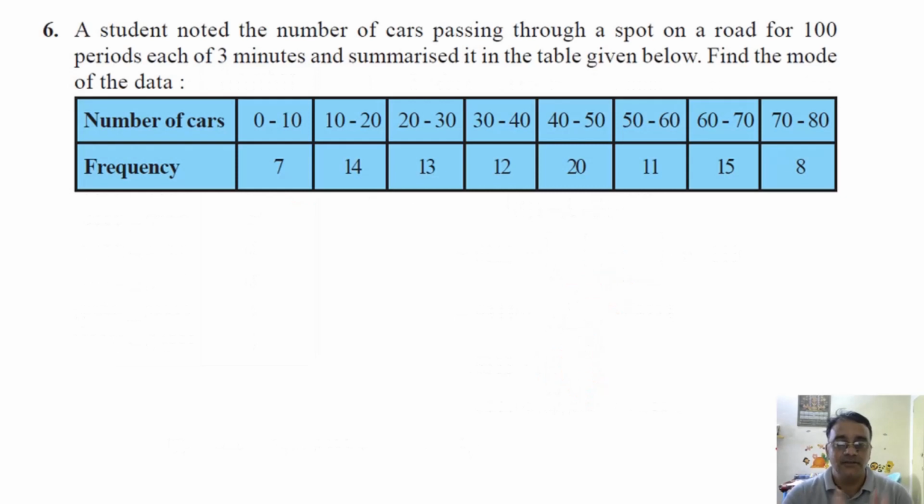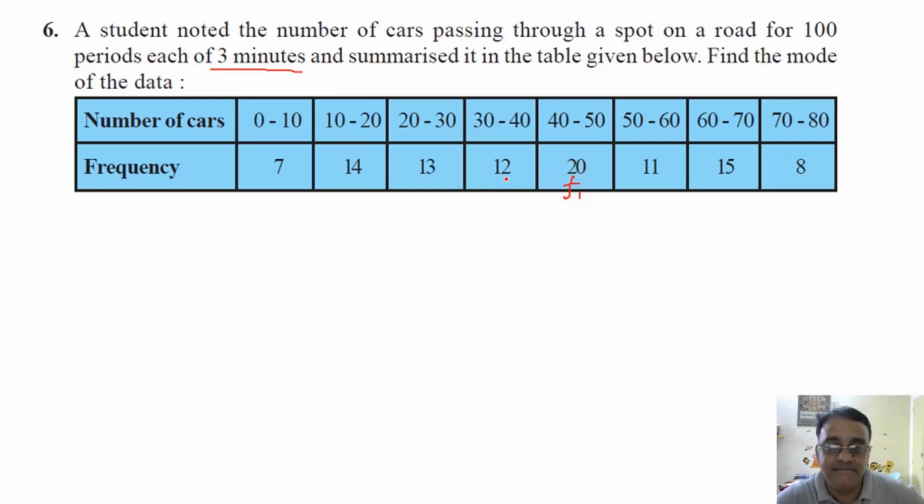Now we are moving towards the last question of today's session. A student noted the number of cars passing through a spot on a road for 100 periods, each of 3 minutes, and summarized it in the table given below. Find the mode of the data. So I'm not going to make a rough table as I'm using the same table. What is the highest frequency here? 20. So this is f1.